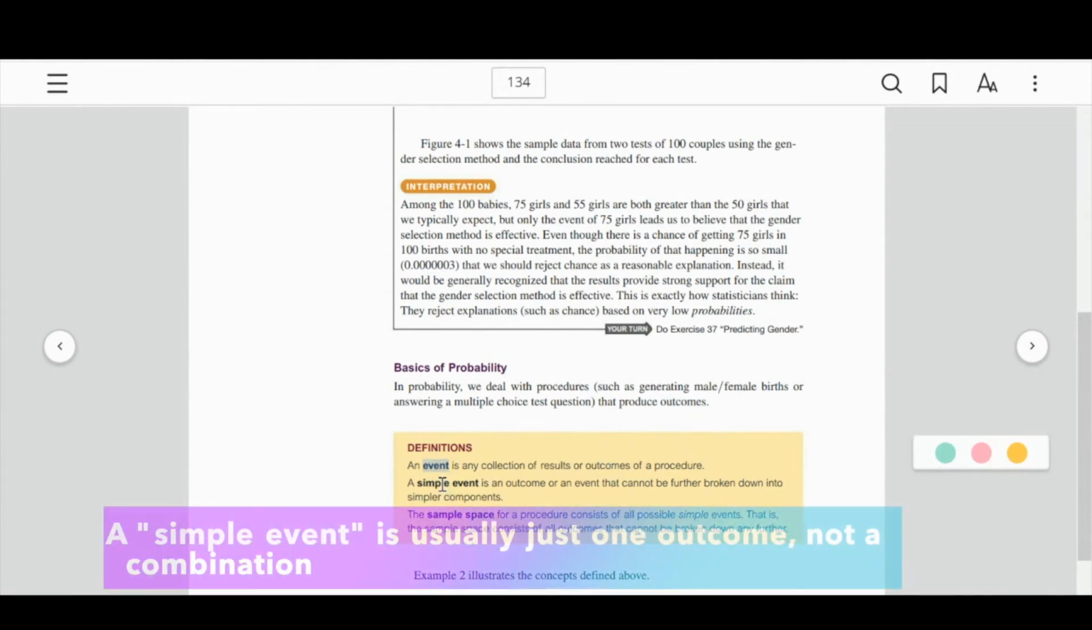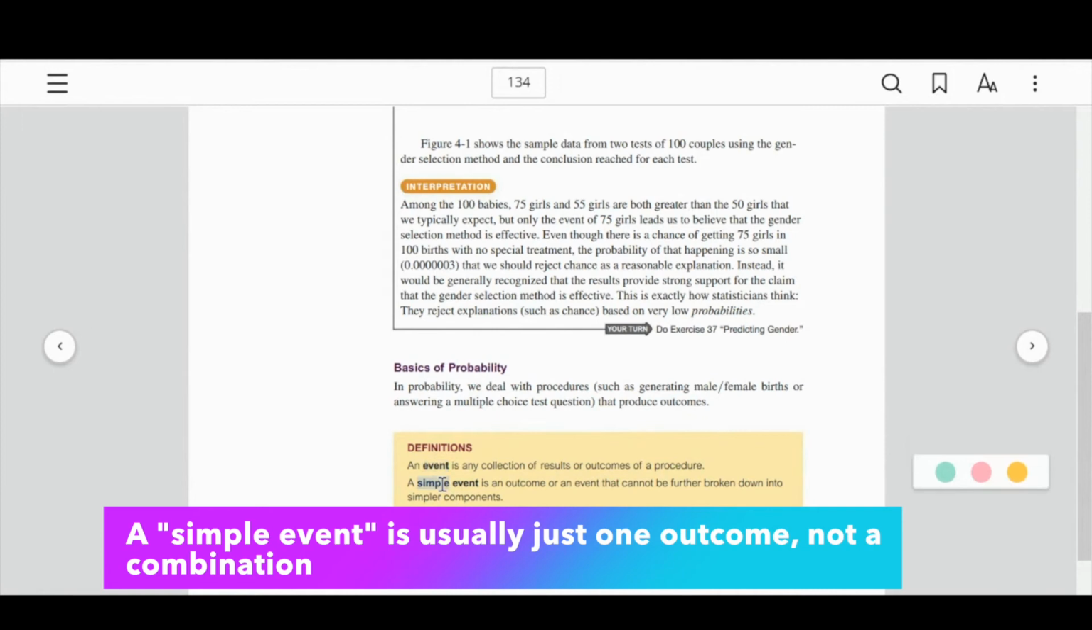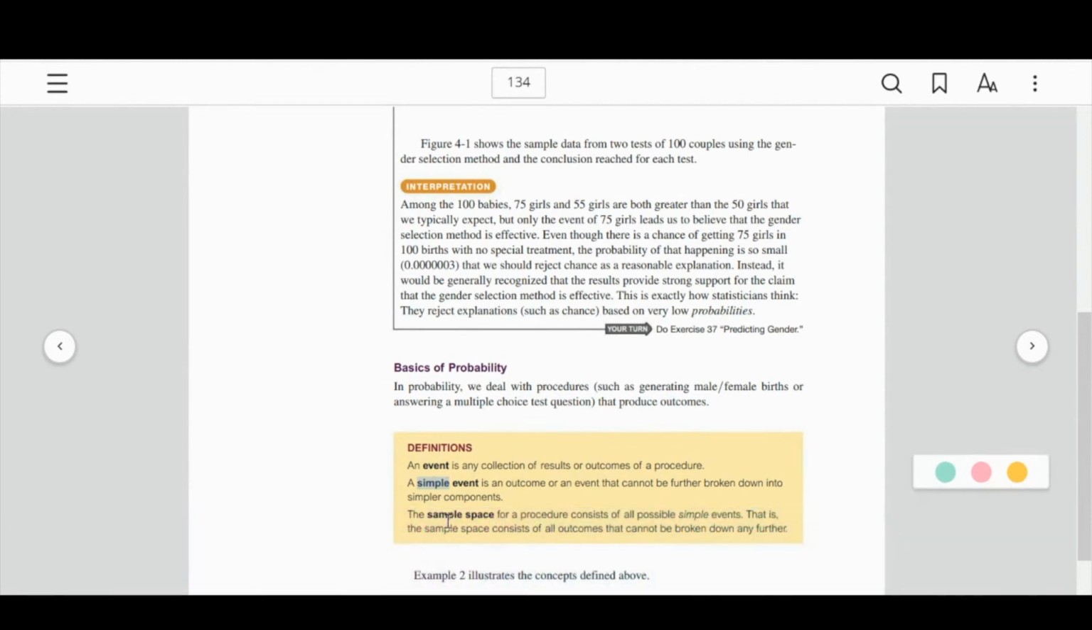A simple event is one you can't break down. And so if you say snowy or rainy, well, that's not a simple event. Rainy, yeah, that's a simple event. Snowy, yeah, that's a simple event.